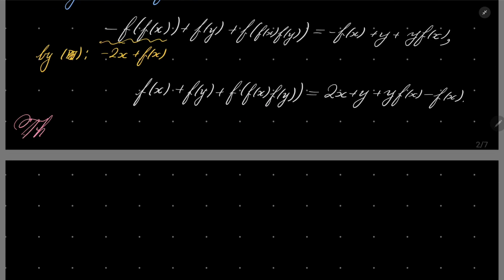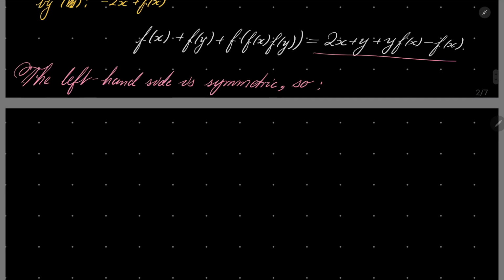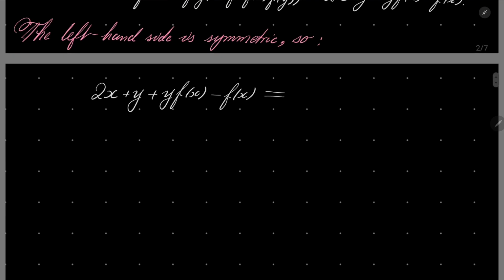So the left-hand side is symmetric with respect to x and y. So I can change x to y and y to x. So I have the following: 2x plus y times f of x minus f of x. I can change x and y, so I have 2y plus x times f of y minus f of y.